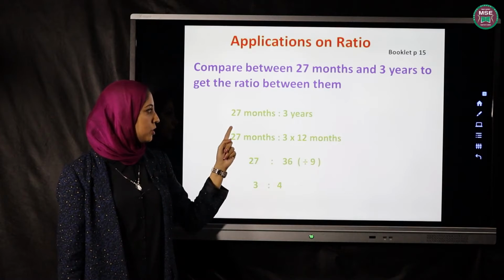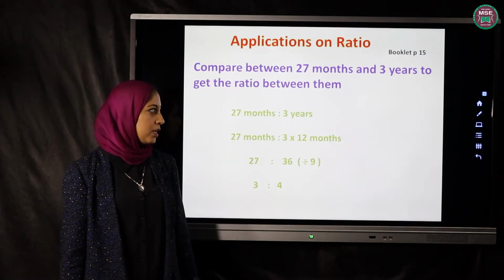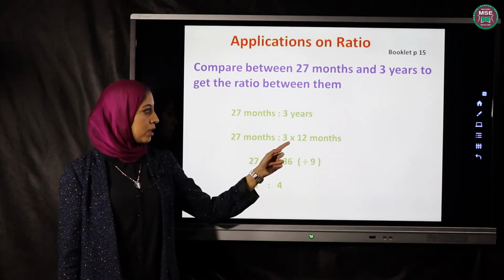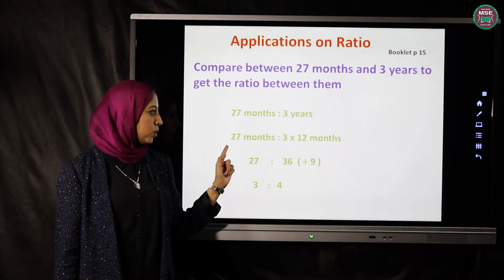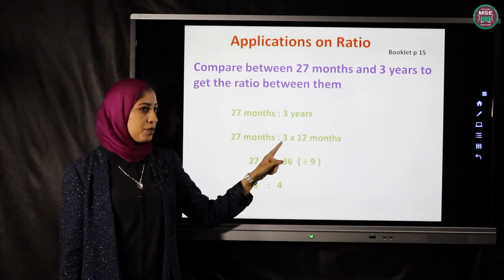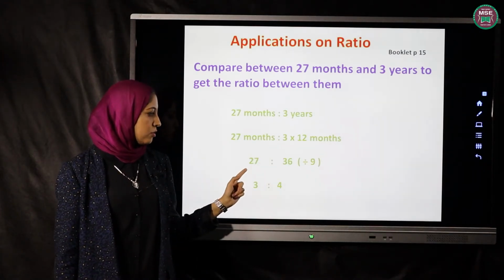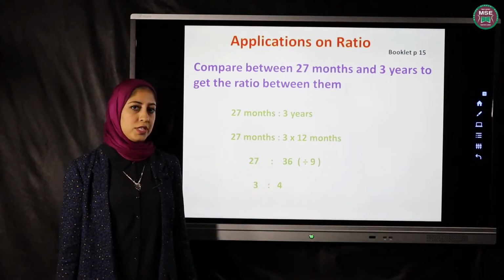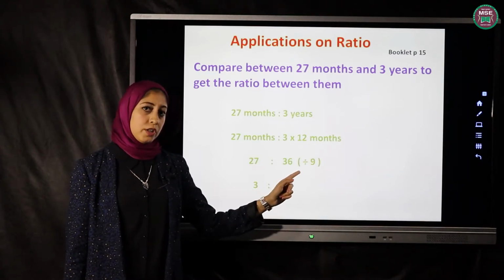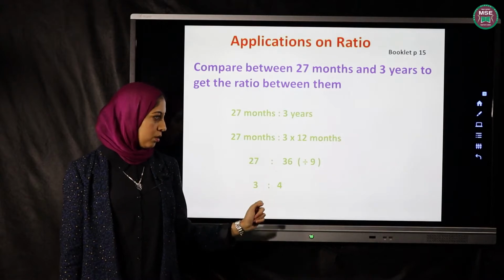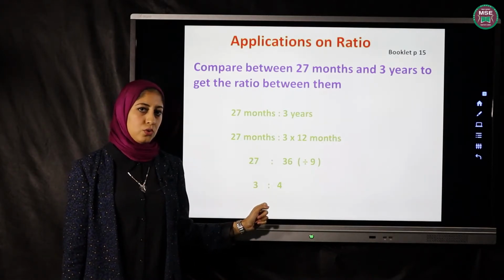First, I will write my ratio, 27 months to 3 years. I will go to the years, make it times 12 to change it to months. It will be 27 to 3 times 12. The answer will be 27 to 36. Then don't forget to simplify your ratio by dividing by a common number. Divided by 9 both sides, it will be 3 to 4.